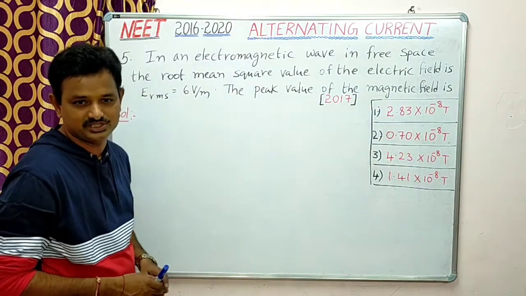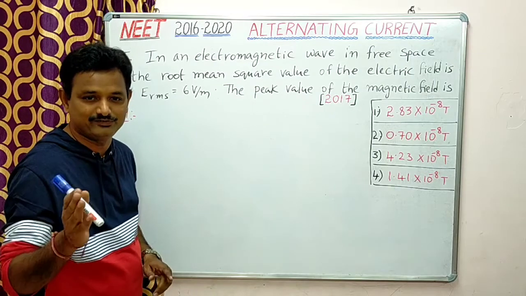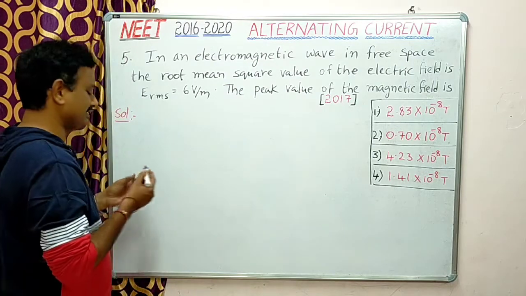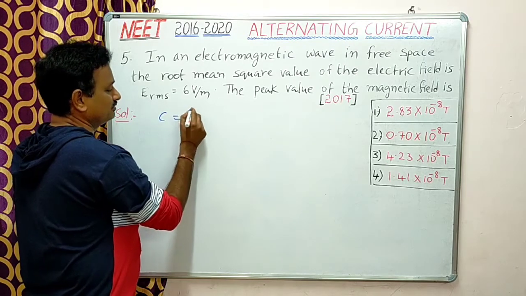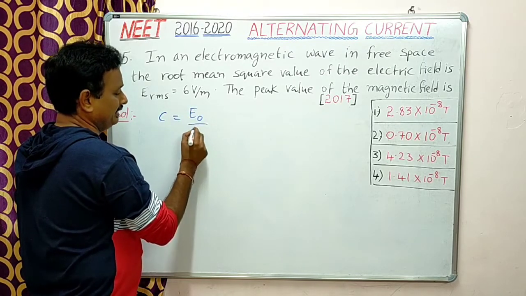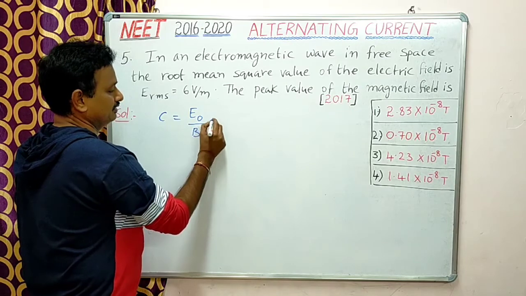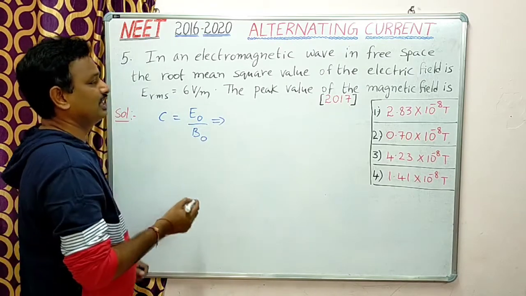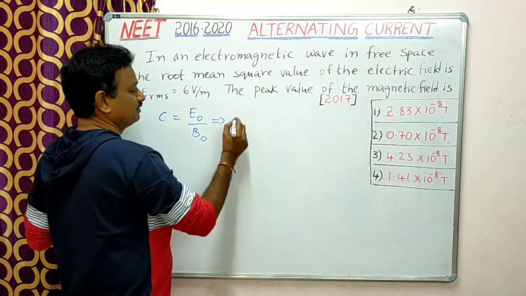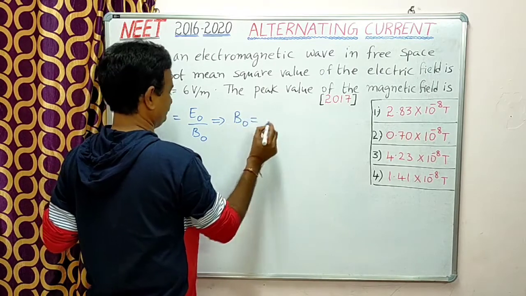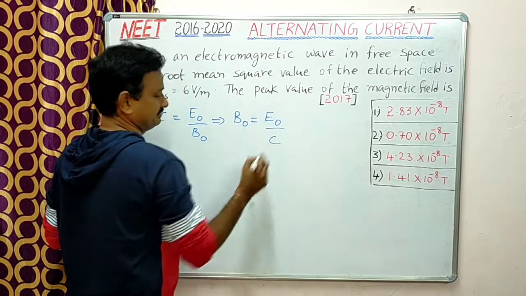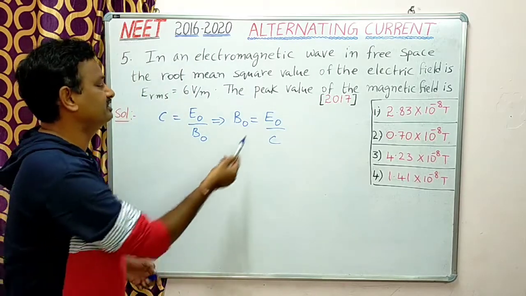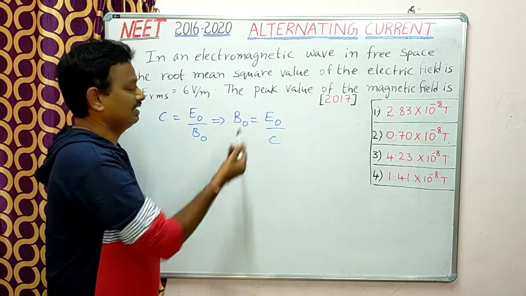See, we have the relation between electric field and magnetic field. That is, C equal to E naught by B naught. From that, we need to calculate the magnetic field. So B naught is equal to E naught by C. So E naught means here the peak value of the electric field.